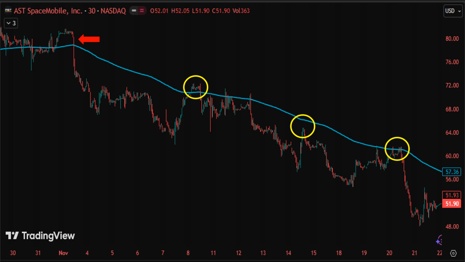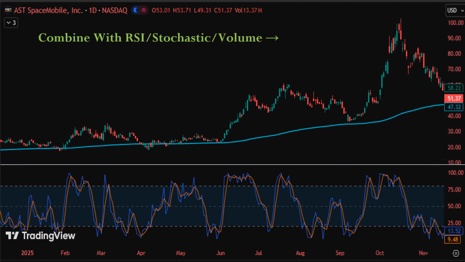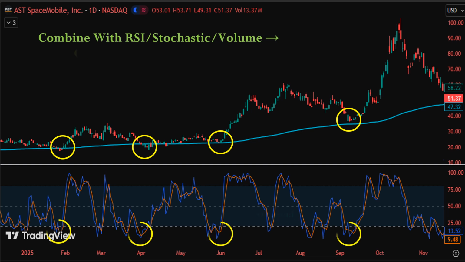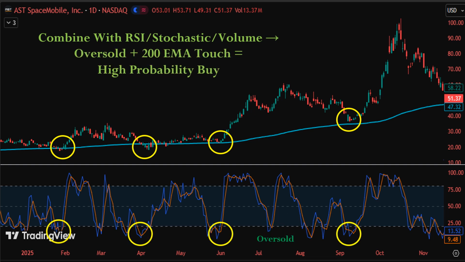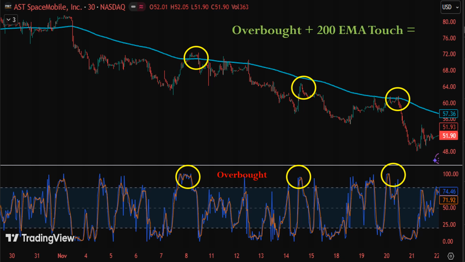And see how price pushes further downwards, creating these lower highs and lower lows, signaling a trend reversal to the downside. And this works beautifully on the 1 hour, 4 hours or daily time frames. But here's the power move. Combine the 200 EMA with RSI, stochastic or volume indicators. When price touches the 200 EMA and RSI or stochastic is oversold, that's a powerful buy signal because price tends to reverse back upwards at that level. Similarly, when RSI or stochastics is overbought and price is at resistance, that's a powerful sell signal because price reverses back downwards. And with this, you instantly increase your win rate.